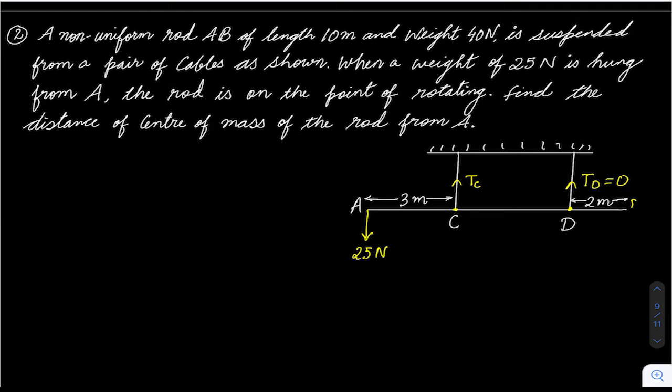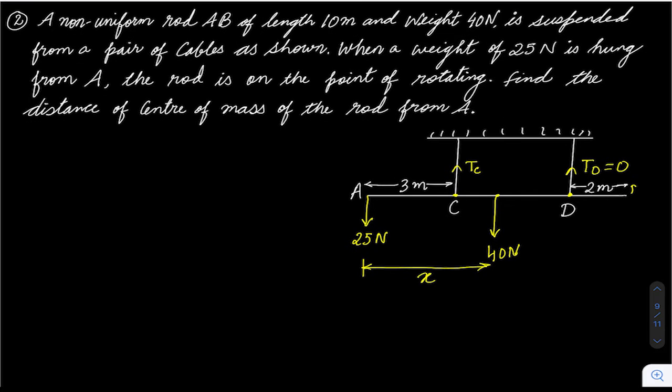So we don't know where the center of mass is. So let's assume it's somewhere here. You can assume anywhere. This is 40 Newtons. We need to find its distance from A. So let's assume this distance as X. So we need to find this value X.